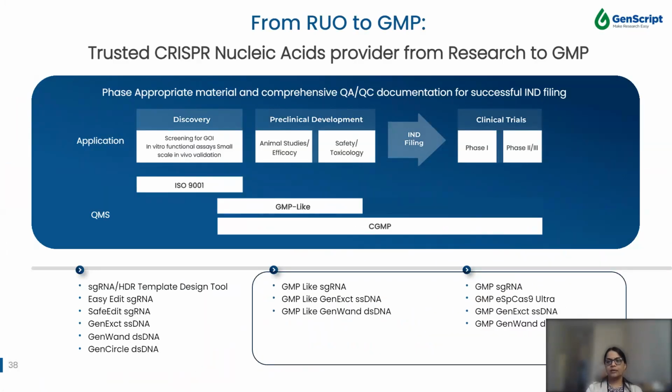So GenScript provides RUO to GMP grade services and reagent for non-viral gene and cell engineering from research to clinical phase. We offer all the CRISPR reagents and services in the stage appropriate format. If a customer is working in the discovery stage, they can use the RUO grade reagents and slowly they can go with the GMP-like and GMP sgRNA. Along with each stage, we are providing different QC specs to support their successful IND filing.